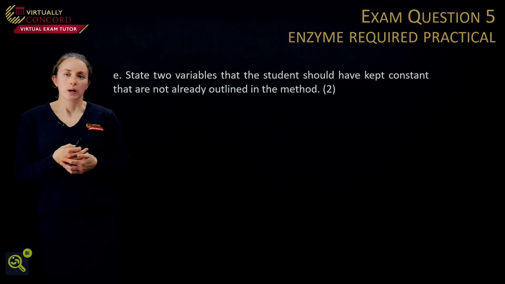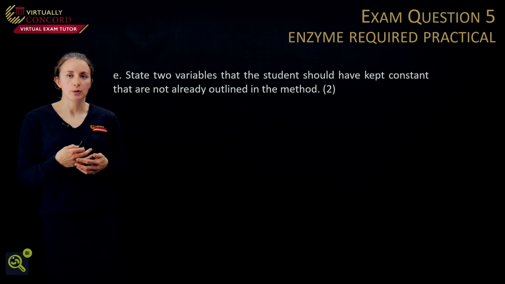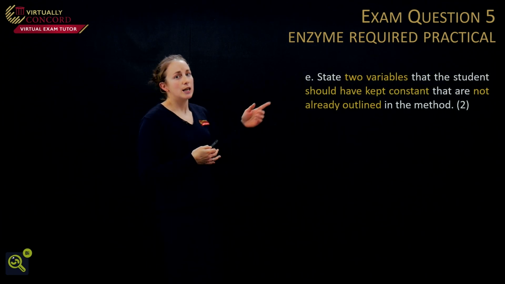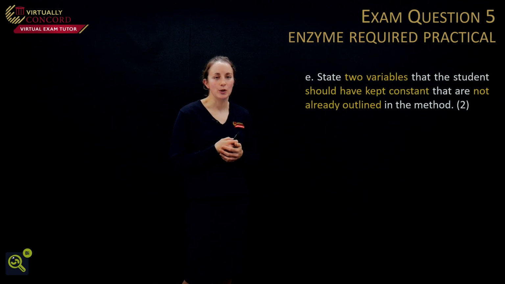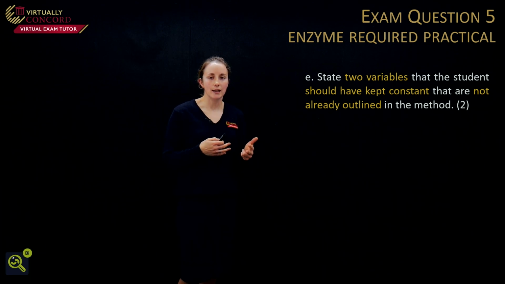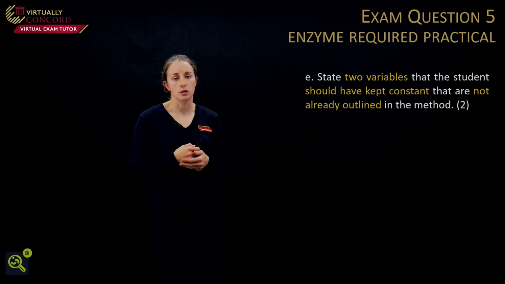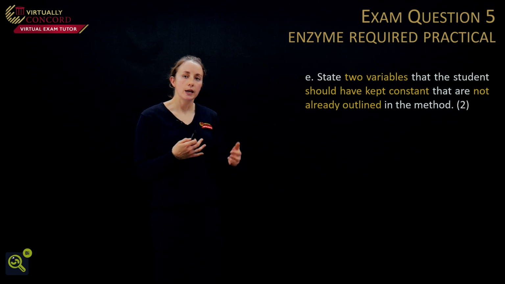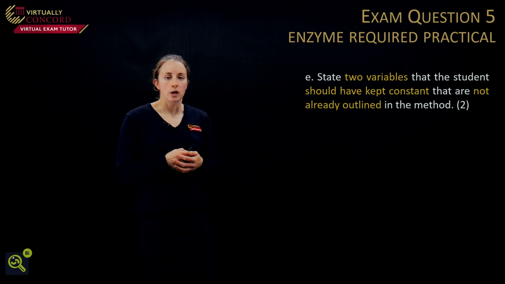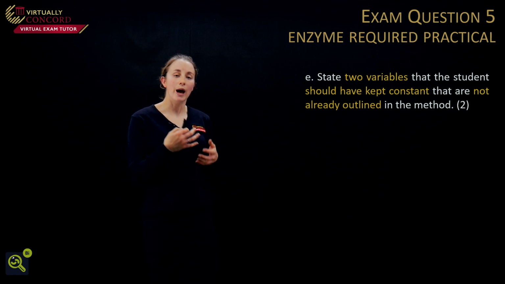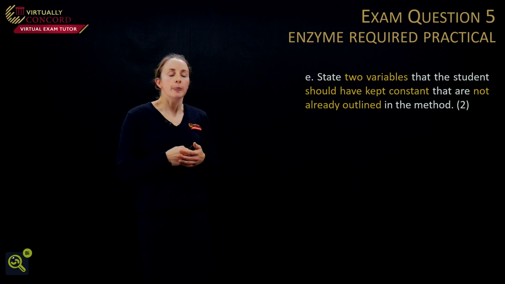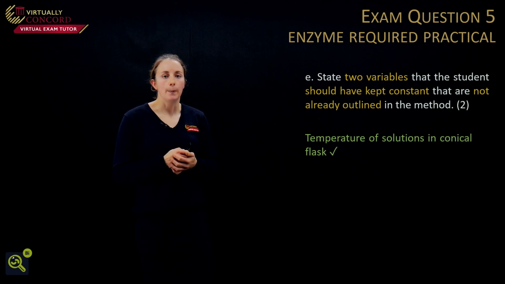And then the last part of this question, state 2 variables that the student should have kept constant that are not already outlined in her method. Really important thing in here is to check the method and what's already in there. And you're looking for things like temperature, pH, enzyme concentration and volume, and substrate concentration and volume. The pH is already being controlled, and the substrate volume and concentration has already been clearly controlled. What hasn't been controlled is the enzyme in the form of the potato. And also the other one that should jump out to you is the temperature.